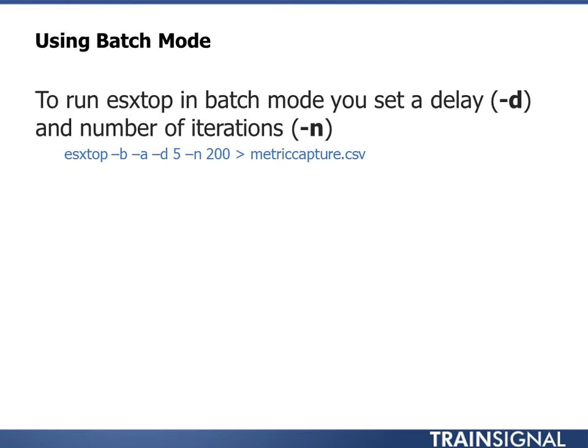I don't recommend going too much more frequent than that because you're going to put load on the host, and we don't want to do that. -N is your iterations, so every time it captures statistics, that's an iteration. So we do 200 iterations times 5 seconds, so we're going to capture for 1,000 seconds. If you like round numbers for an hour, multiply it out for an hour, whatever you want to do, but just keep in mind that's how long it'll gather. Then we have the greater than symbol, which means we're going to pipe or dump all the information into this file, metriccapture.csv.